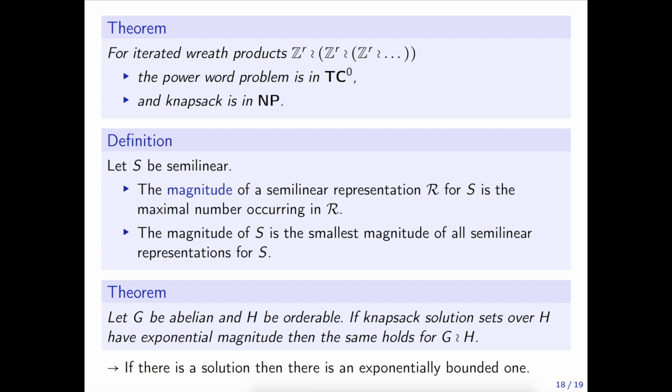Now we actually show a stronger statement. Let G be an abelian group and H be an orderable group. The precise definition of orderable is not so important here. If knapsack solution sets over H have exponential magnitude, then the same holds for G wreath H. And by exponential magnitude I mean that if the knapsack equation has length n, then its solution set must have magnitude exponential in n. And in particular, this means that if there is a solution, then there is always an exponentially bounded one. So we can simply guess it and verify it using the power word problem in TC0.